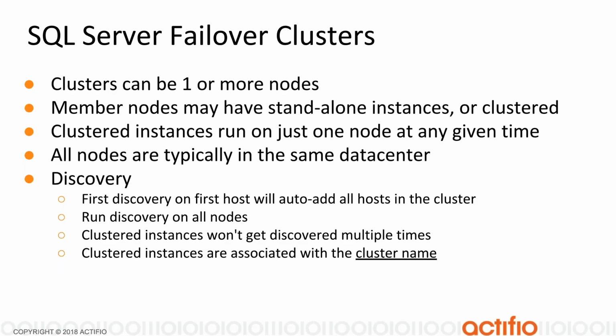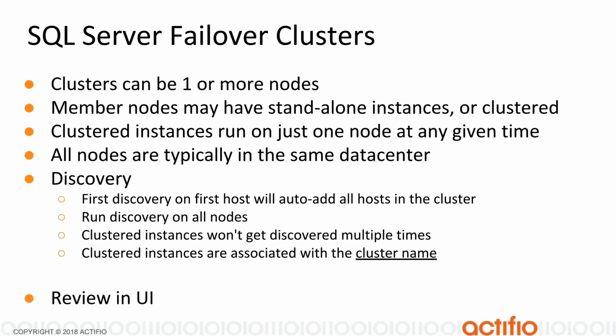The best practice for SQL Server failover clusters is to run discovery on all of the nodes in the cluster. The reason that we do that is to find those standalone instances, if there are any, as well as to learn about the local file systems versus the clustered file systems on all of those nodes. So best practice, go ahead and add one or more of the hosts in the cluster and then run discovery on that one, as well as on all of the rest of them that either you've added or automatically showed up. Don't worry, clustered instances won't show up multiple times. They're actually associated with the cluster name.